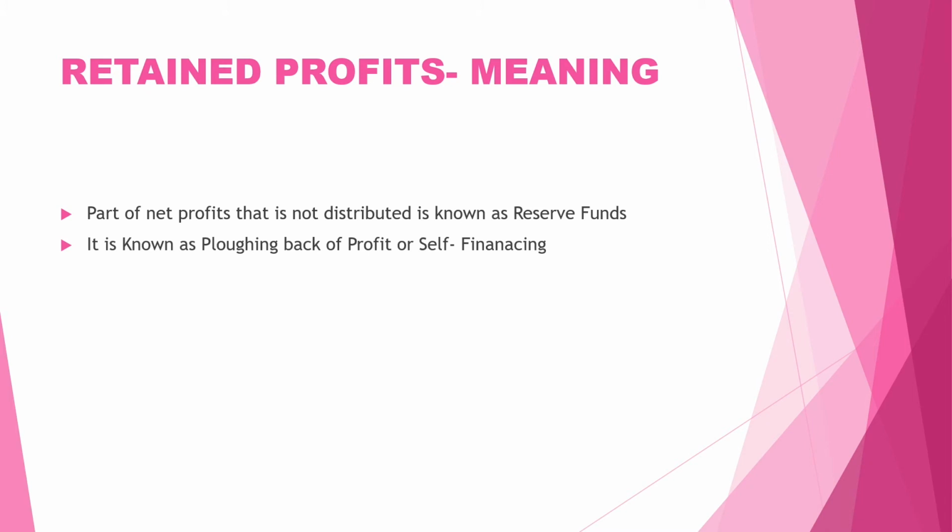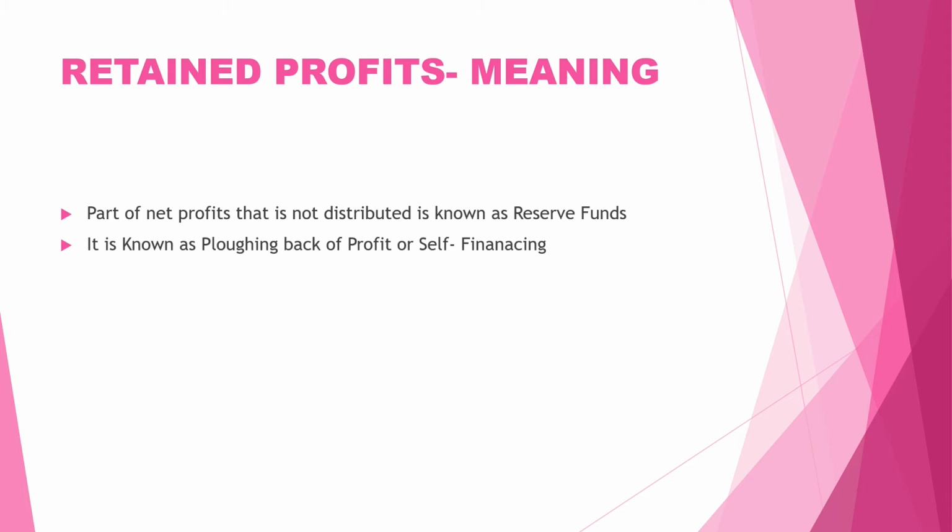Ploughing back, this concept comes from the fields. When a farmer ploughs his land, a certain portion of the mud is thrown aside, and this is again utilized when the farmer is sowing the seeds. The farmer does not have to get any external mud, he uses the same mud for ploughing the farms again.